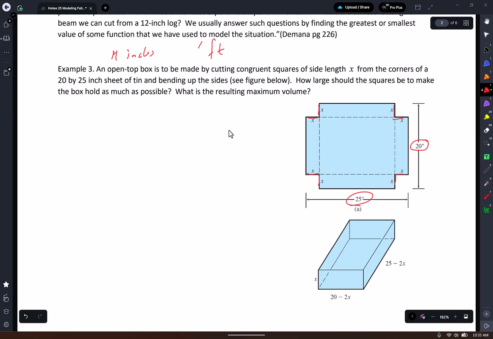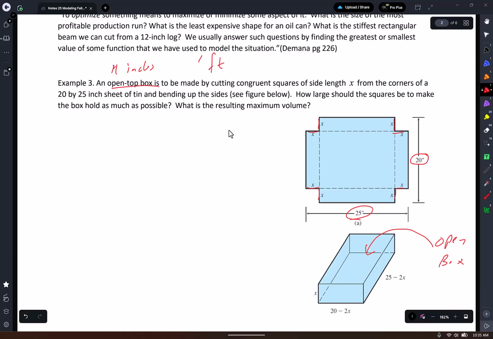And check it out. Here's my box, and it's an open box. I think they also tell you that in here. Yeah, open top box. Do you guys see that? All right, so they want me to figure out a max that I can do to cut these X's that will give me the biggest volume. Cool or not cool?